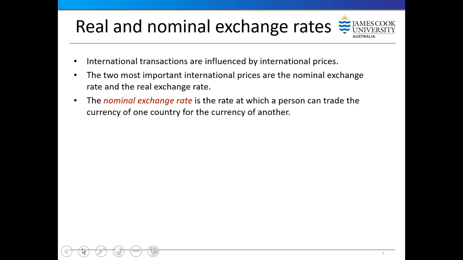So what is the nominal exchange rate? It's the rate at which a person can trade the currency of one country for the currency of another. For example, if you want to travel to the US for a holiday, you have to exchange your Australian dollars for US dollars. You go to the foreign exchange market, and there's an exchange rate there. It might say that 1 Australian dollar can exchange for 0.74 US dollar, and this is a nominal exchange rate.